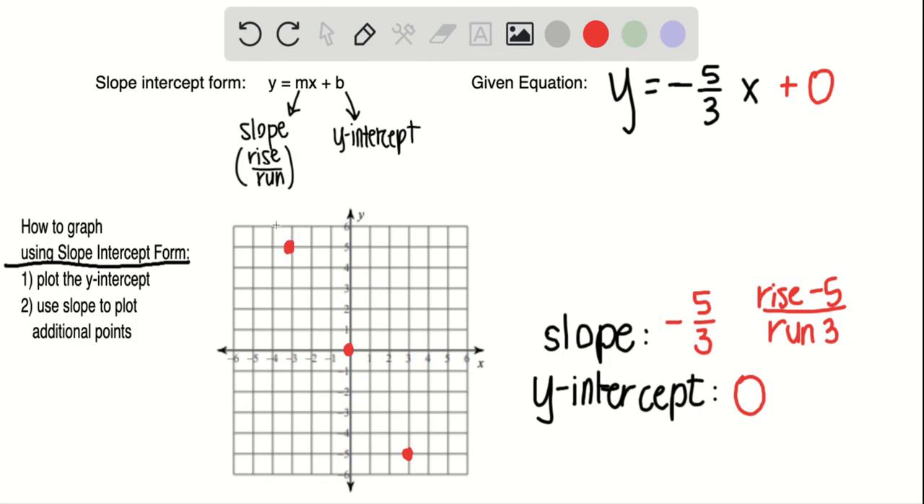And then once you're finished creating your points, 3 points is fairly enough to get the idea of what your line or your equation is doing. You're going to connect your points using as straight a line as possible.